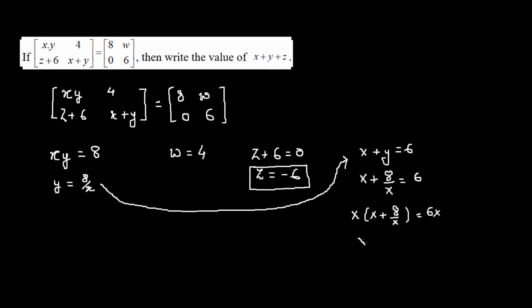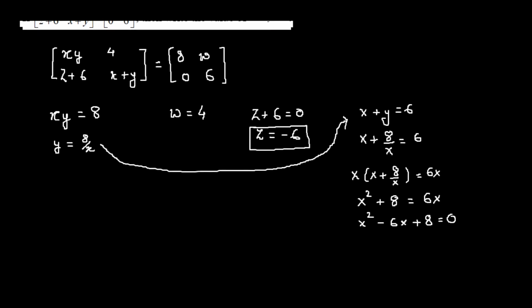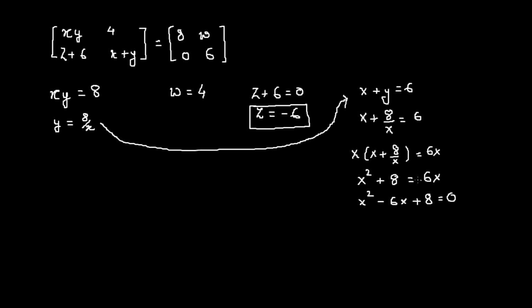So x times x will give us x squared plus x times 8 over x. The x and x cancel out, so that will leave us with 8, which equals 6x. We rearrange this equation. x squared minus 6x plus 8, that will give us a quadratic equation. So let's find out the value of x. We're solving this quadratic equation.